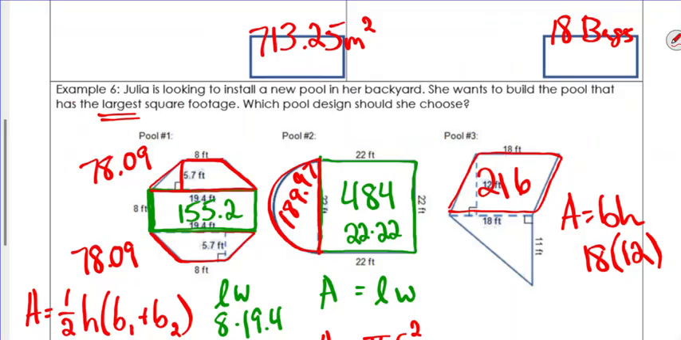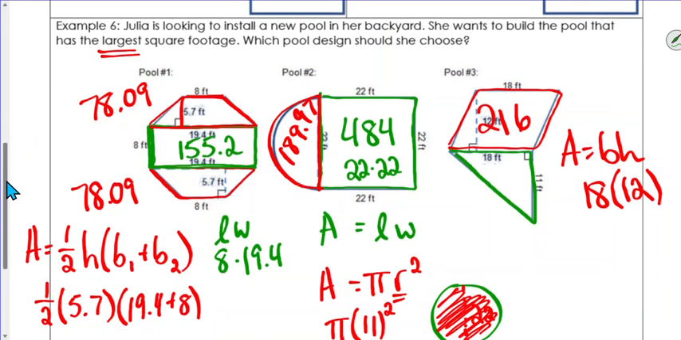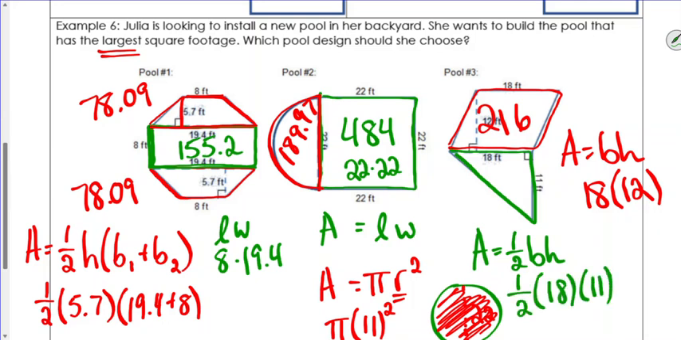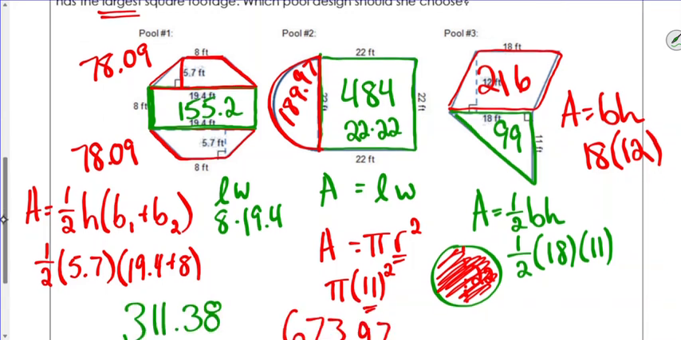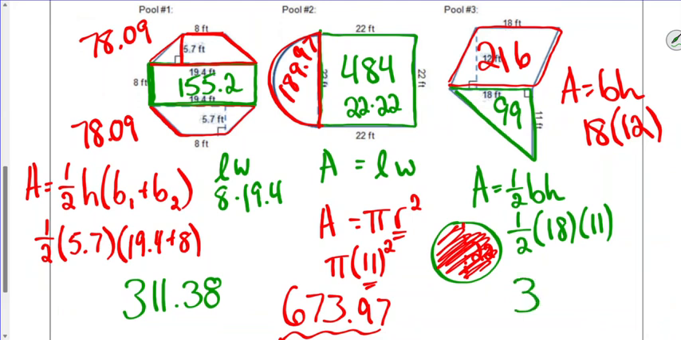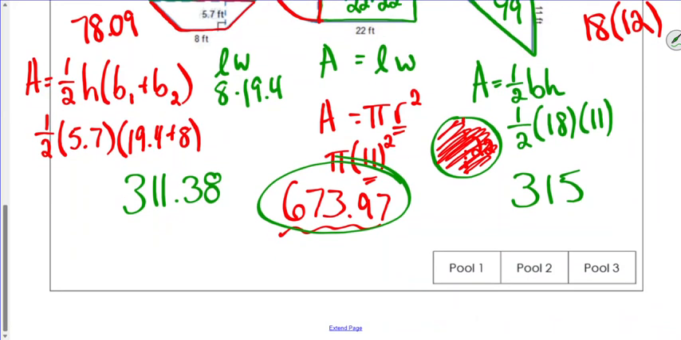And then on the bottom, I'm going to highlight this in green. We have this green triangle. We're going to use 1/2 base times height, or 1/2 of 18 times 11 to find out that that has an area of 99. So that has a full area of 315, which is not quite enough, so pool 2 is going to win there, and that one has to be the biggest.